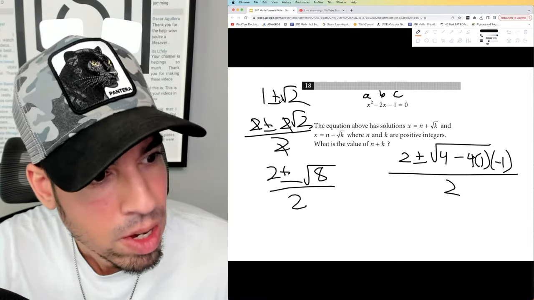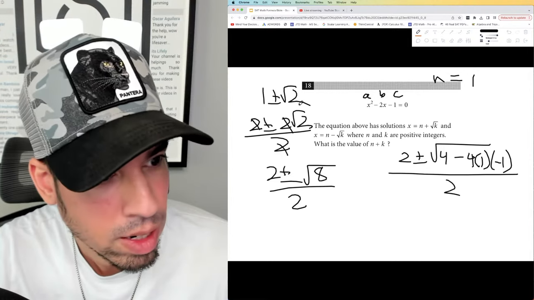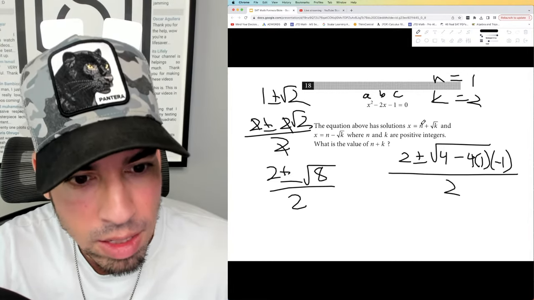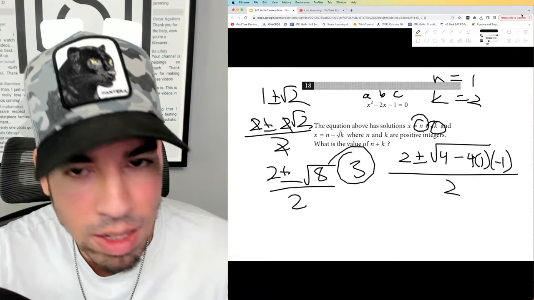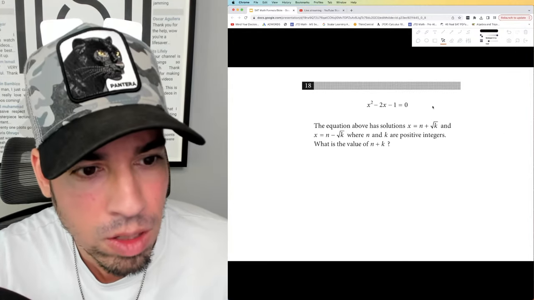The 2s cancel out, and we get 1 plus or minus root 2. Now you can see that n is 1 and k is 2, right? n is the value outside of the square root. k is the value inside. 1 plus 2 is 3. That's how you do it. Done. All right, let's move on.